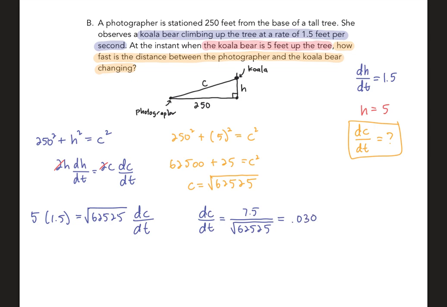It's really 0.0299, I think it was, so that's 0.030. And then we just have to do units. c is a distance, so distances in this case are in feet, and t is in seconds. So this is feet per second.